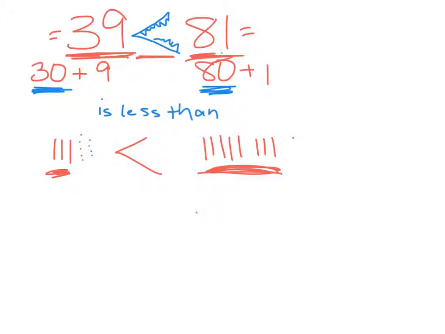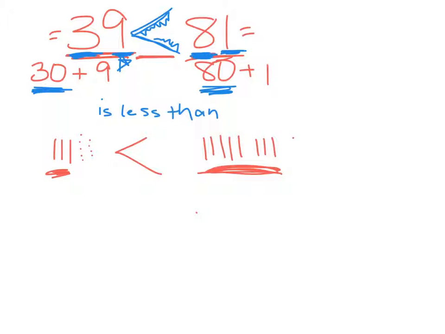So if you start with your ones place, you can say, okay, well, I have 1 one over here and 9 ones over here. Then I have to go to my tens place. So far, the number on this side, the 9, is bigger. But if I go to my tens place, now I have 8 tens and 3 tens. And we know that 3 tens is less than 8 tens. So my alligator mouth has to point towards my 81.